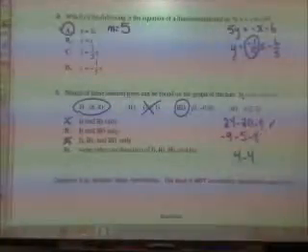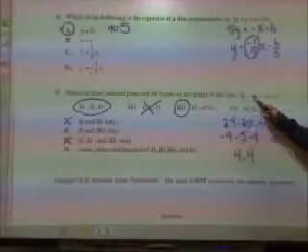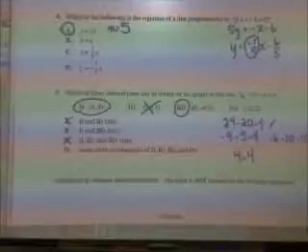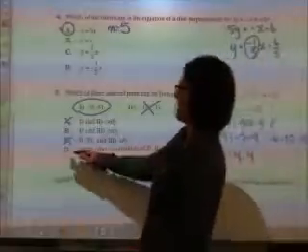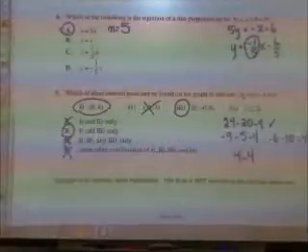So 3 times negative 2 is? Negative 6. And then negative 5 times 2 becomes negative 10. Minus 4 equals? Not 0. Not 0. So that eliminates D, and that leaves B for my choice.